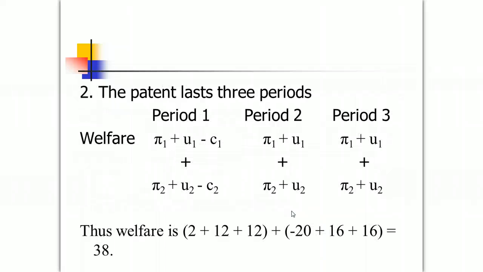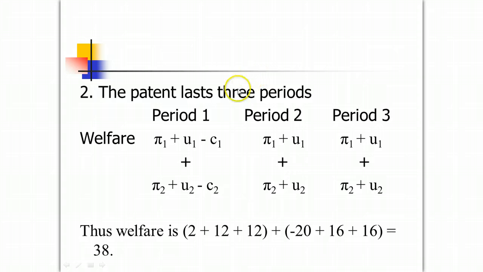If the patent lasts 3 periods, now we need to consider both innovations. Innovation 1 and innovation 2 are created. So if the patent lasts 3 periods, the company that produced innovation 1 can earn pi 1 in period 2 and in period 3. So period 1 stays exactly the same, but in period 2 the patent still exists. They earn 10 and consumers are getting 2, and in period 3 they have their patent, charge their price above marginal cost, they earn 10 and consumers earn 2.